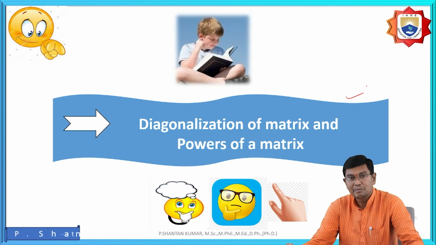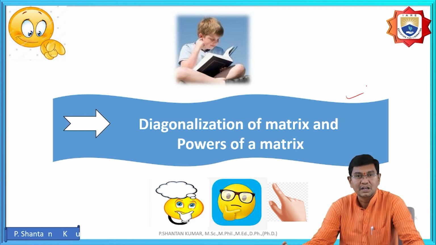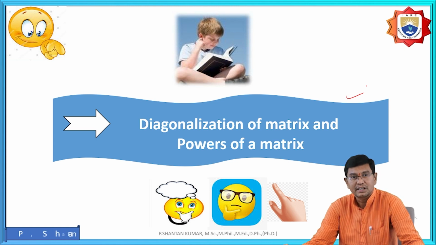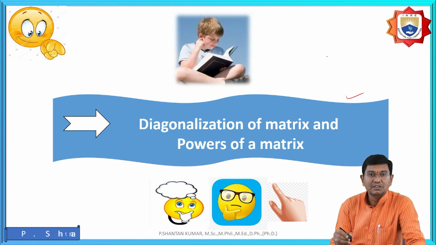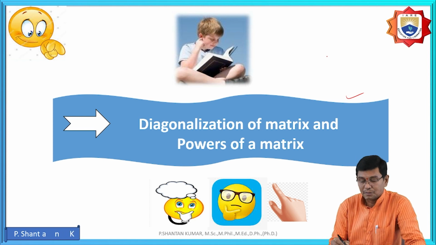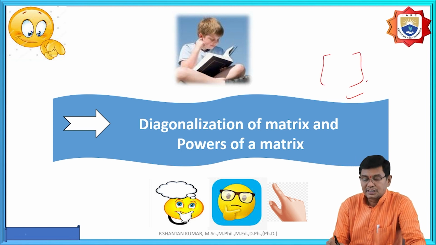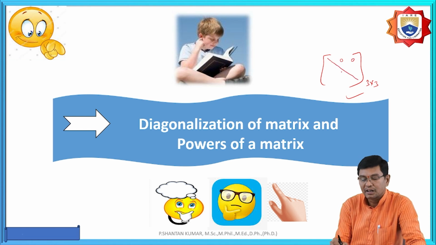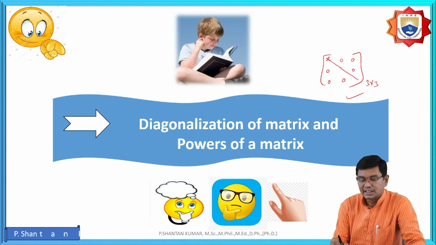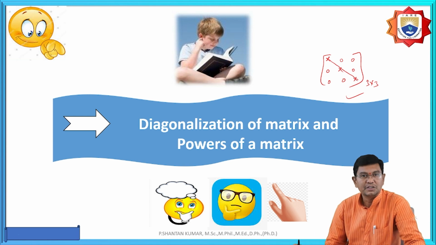If you remember the diagonal matrix, then the problem is easy to do, because by using that concept, it is easy to understand the diagonalization of a matrix. As per the definition, the non-diagonal elements should be 0. That means, if it is a 3 by 3 matrix, these are the diagonal elements, and the non-diagonal elements should be 0.